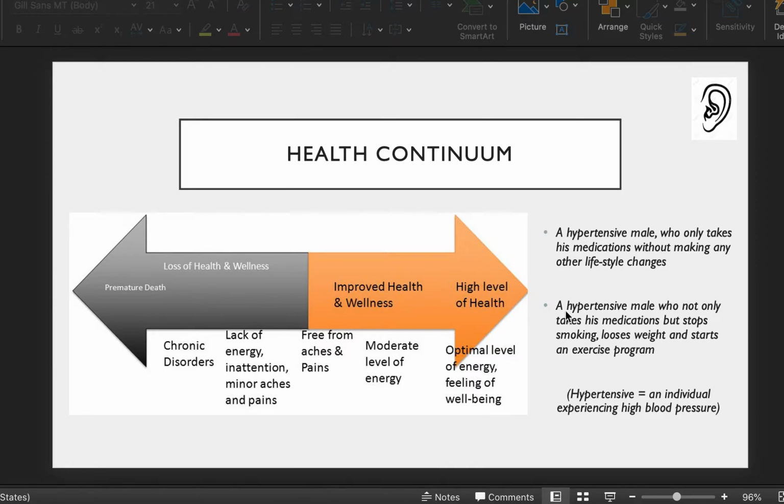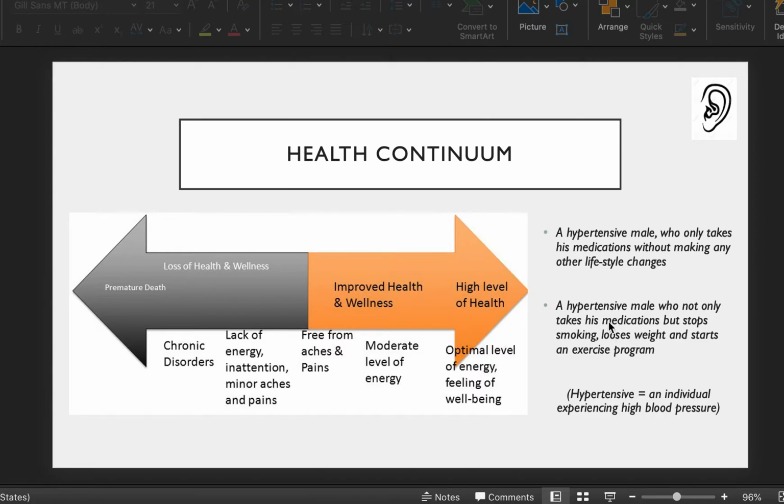Now, if we look at the next one, we have a hypertensive male who not only takes his medications, but stops smoking, loses weight, and starts an exercise program. So while the first male was sitting somewhere lower on this continuum, we would say that by stopping smoking, losing weight, and starting an exercise program, it's going to improve the levels of energy. It's going to take away some of those aches and pains on the joints and bones of the body because of the extra weight that will be lost.